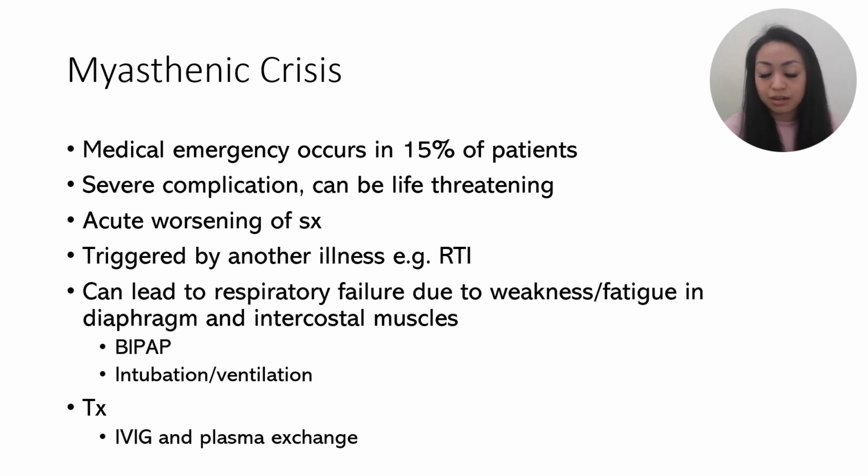So again, myasthenic crisis, very severe complication of myasthenia gravis, medical emergency, happens to 15% of the patients, characterized by acute worsening of the symptoms, and this can lead to respiratory failure due to the fatiguing of the diaphragm and intercostal muscles. What we need to do is get them on BiPAP, or if that's not helping, intubate them for mechanical ventilation. In terms of actual pharmaceutical treatment, it will be IVIGs and plasmapheresis, okay?